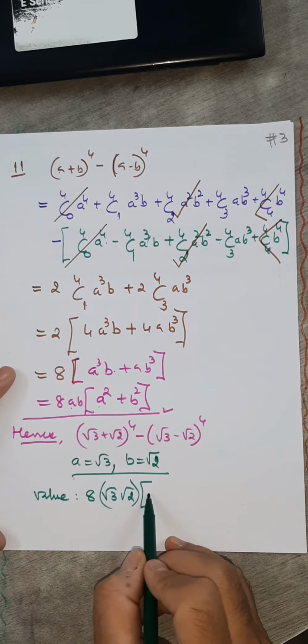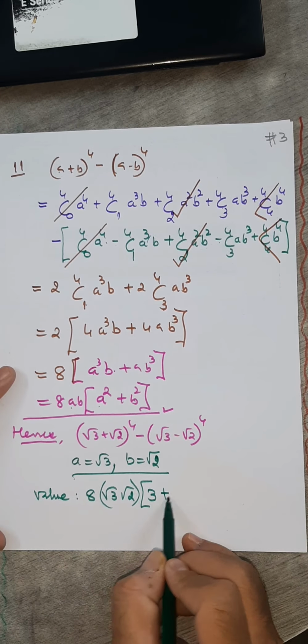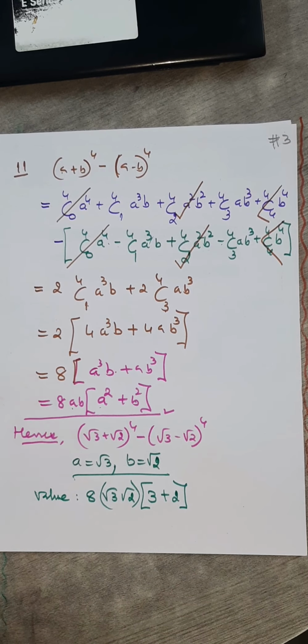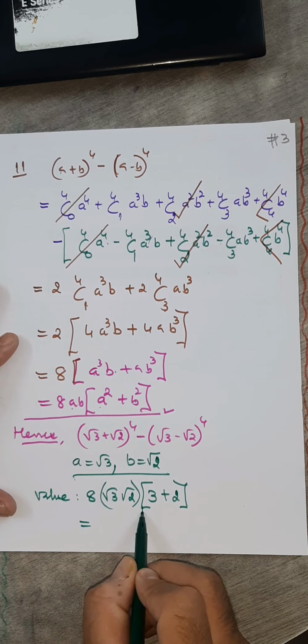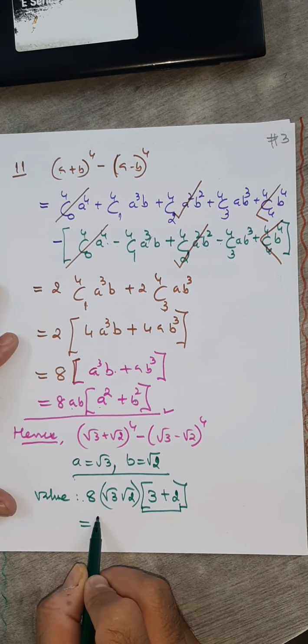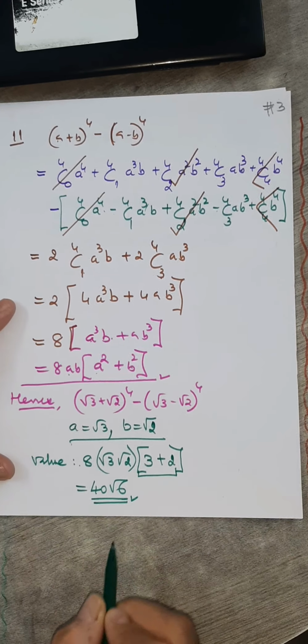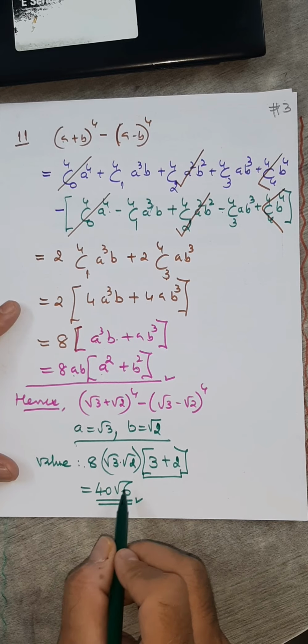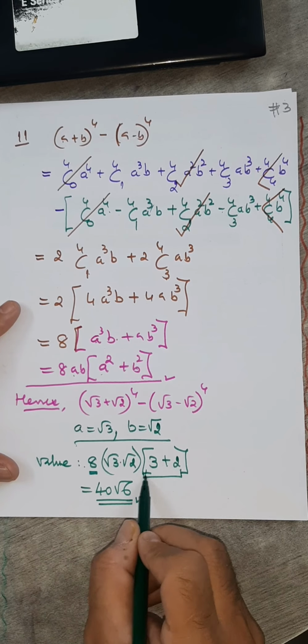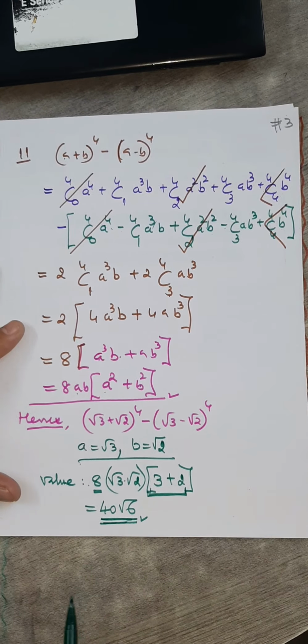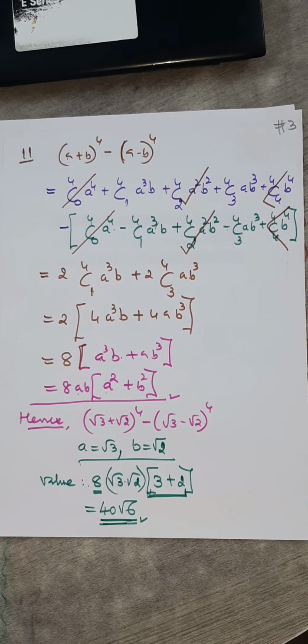Then a square means 3 and b square means 2, right? So what we'll get finally, that's 5 into 8, which will be 40. This is 5 into 8, so 40 root 6, that's the required value, remember. 40 into root 3 into root 2, which is root 6. 8 into 5, that gives us 40. Fine.